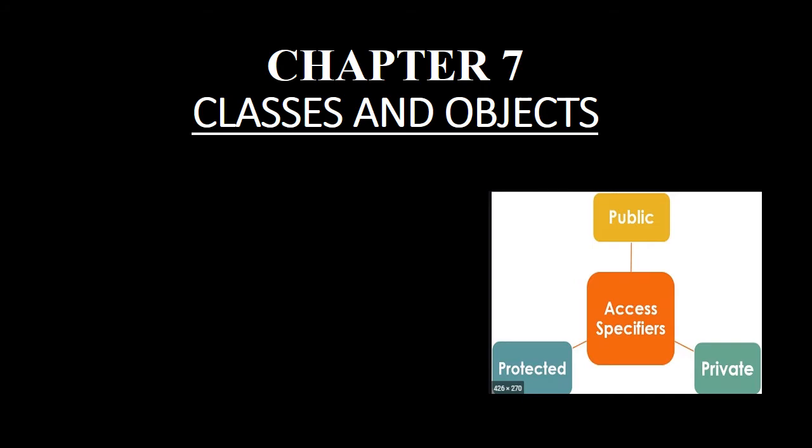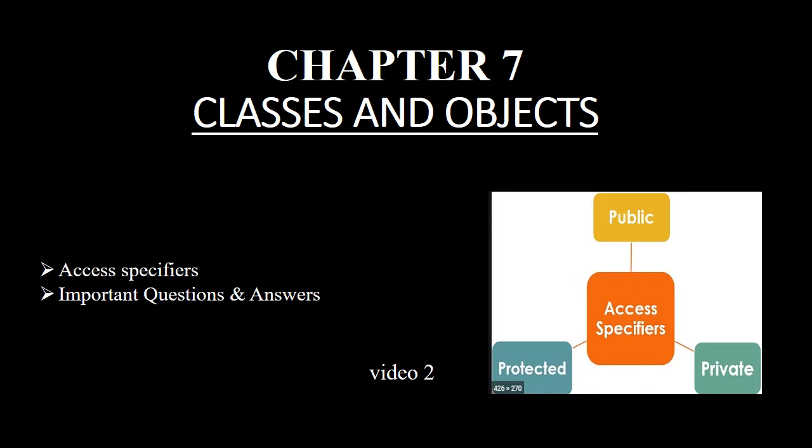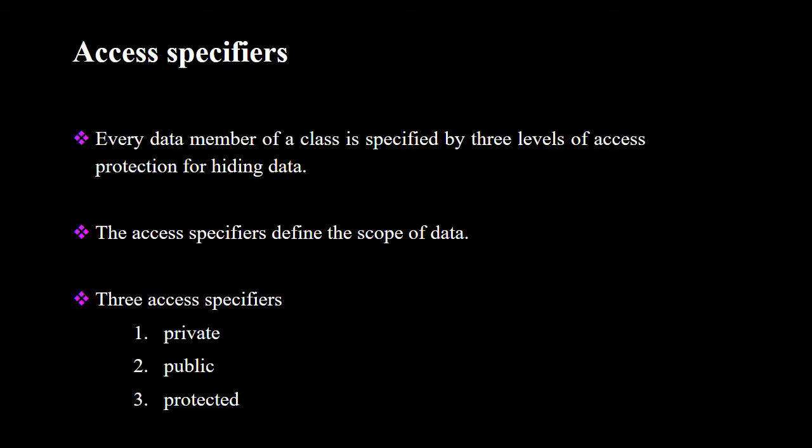Welcome everyone. This is the second video of the chapter 7 classes and objects. The topic of this video is access specifier. We have already discussed class definition and declaration in the first video. We have used the access specifiers while defining a class. Now let us see the meaning of access specifiers and its types.